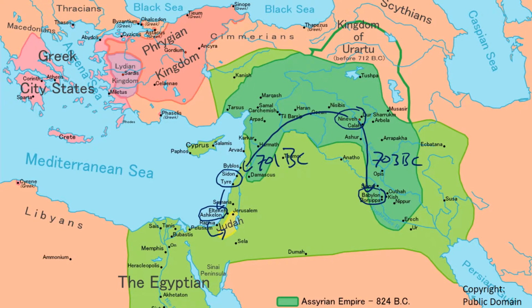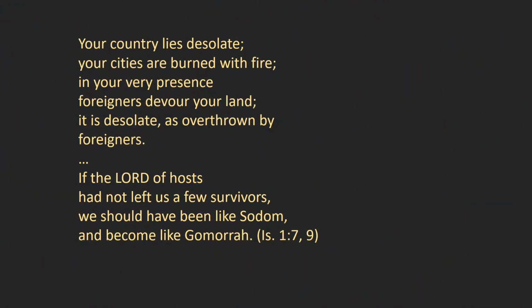Now, we should not misread or underestimate the biblical accounts of this attack. It was a devastating affair. Yes, Jerusalem was gloriously saved, but much of the rest of Judah was ravaged and destroyed. Here's how Isaiah described the invasion. Your country lies desolate. Your cities are burnt with fire. In your very presence, foreigners devour your land. It is desolate, as overthrown by foreigners. If the Lord of hosts had not left us a few survivors, we should have been like Sodom and become like Gomorrah.